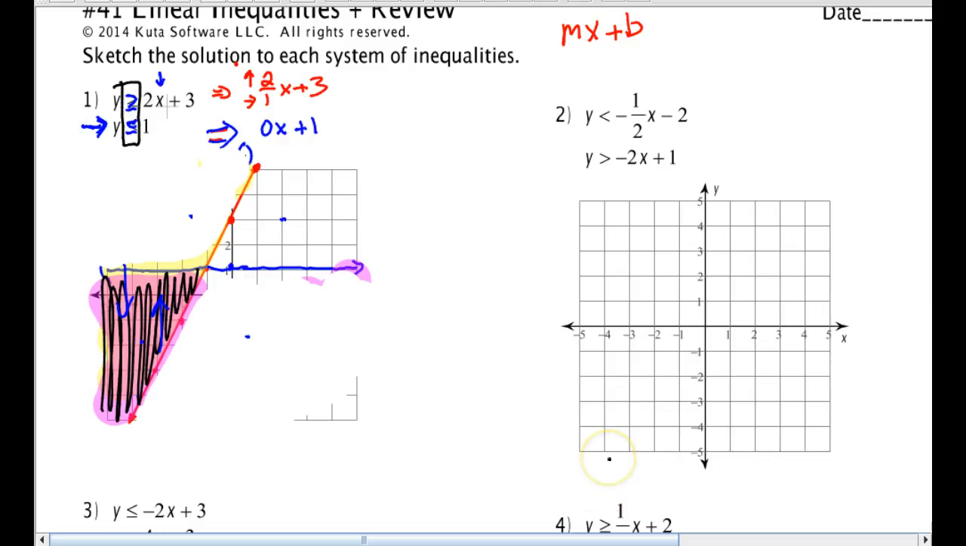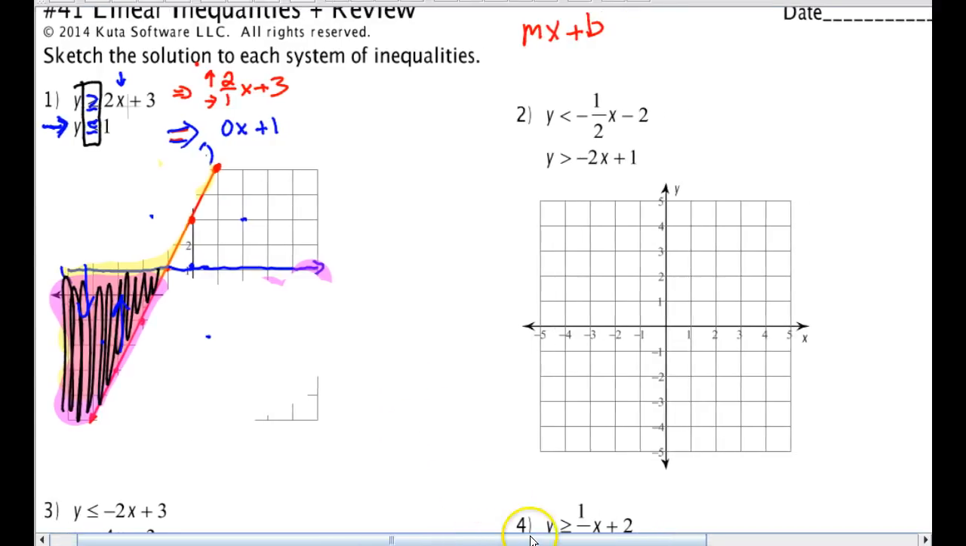Alright. Let's look at number 2. Anything different about number 2? Yeah, so over here we have greater than, less than, not equal. These say strictly less than and strictly greater than. So let's go through the same process. Start at -2.